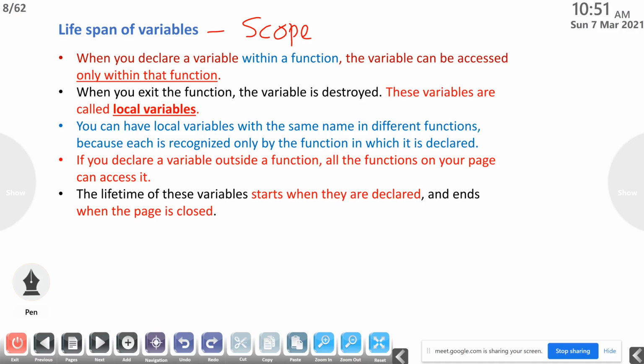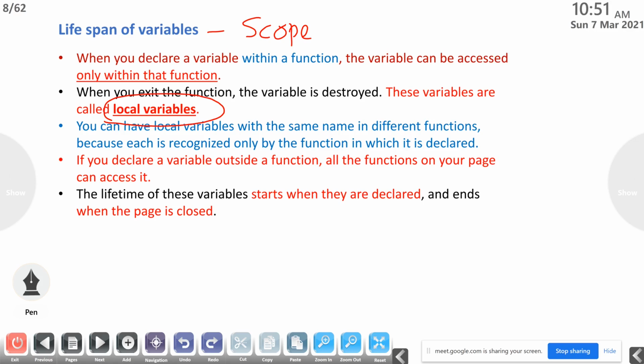These variables are called local variables. So the variables that we are using within a function, we call them local variables. You can have local variables with the same name in different functions.